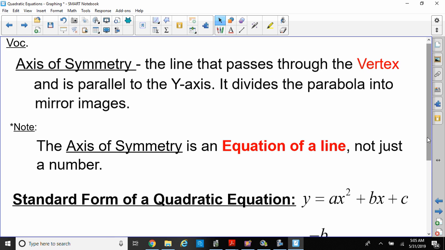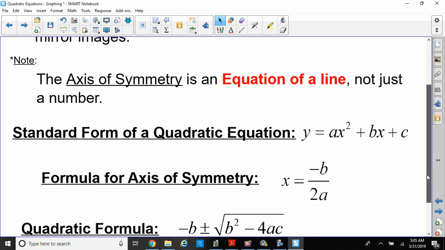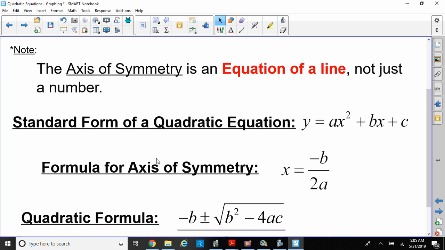So you should check out our video on equations of lines or linear equations just to see what we're talking about there. Here are some other words and terms you should know. Standard form of a quadratic equation: you should always have it set as y equal to ax squared plus bx plus c, where a, b, and c are very important to the quadratic equation because the formulas are based on those letters.